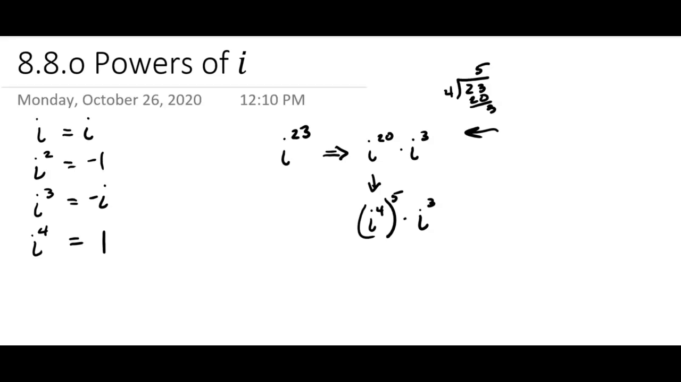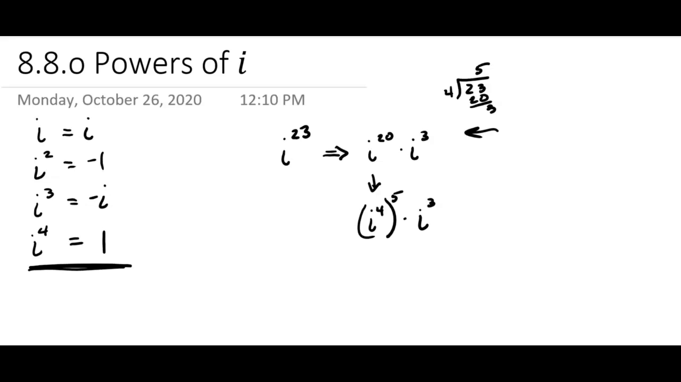Okay? Now, you might be saying, why did you choose 4? Why didn't you divide by 3 or 5 or something else? Well, I want to know what i to the 4th is because that's 1. So every time I have an i to the 4th, that's just going to be a 1. So we're always going to divide that higher exponent by 4.